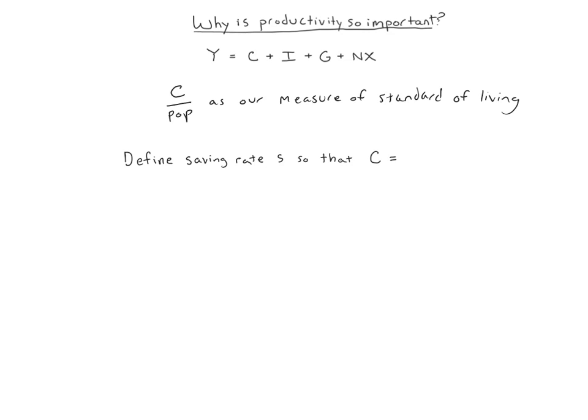Now we're going to do a little bit of math so that we can break down this measure into components, different factors that contribute to our standard of living, and we'll see how productivity is really the most important component. So to do that, we'll start by defining savings rate so that consumption is 1 minus savings rate times GDP. So intuitively, all this says is that consumption is the part of GDP that isn't saved. It's the part you actually get to consume. And this definition doesn't exactly match with our one above because net exports really have nothing to do with saving.